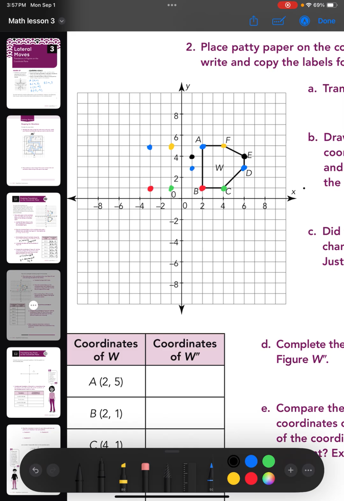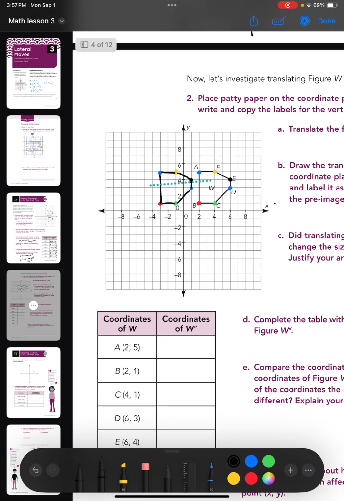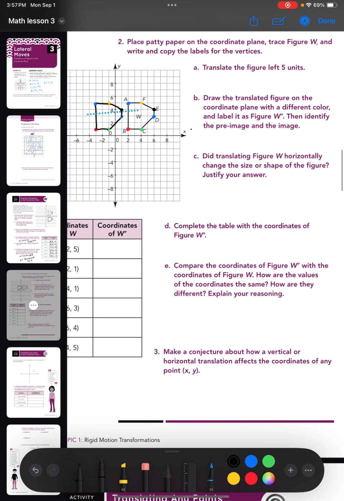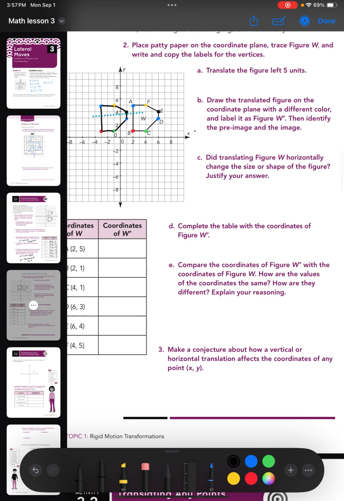So again, I'll try to trace it with straight lines as best as I can draw here. And there is our new figure, translated 5 units to the left. So again, did translating the figure horizontally change the size? No. It remains congruent still.